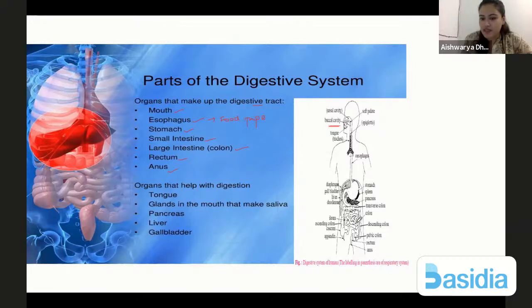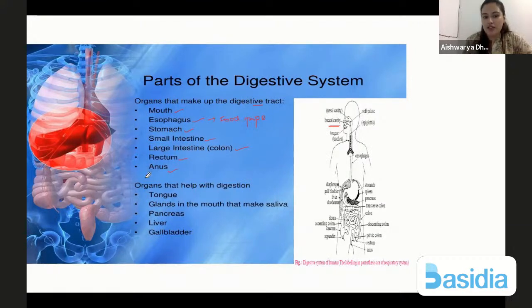Stomach opens into the small intestine, this highly coiled part. Small intestine then opens up into this large intestine. Then we have the rectum and the anus, through which undigested food particles will be discarded out.